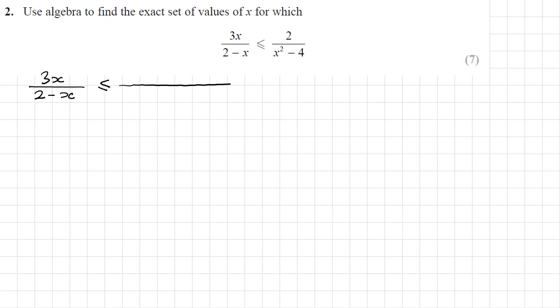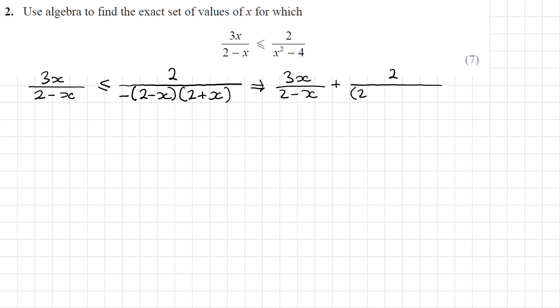So at the bottom I will have negative 2 minus x, 2 plus x. Without the negative it would be x plus 2, x minus 2, but I want to get this common factor on both sides. So it's over 2 like this. Then I'm going to add this whole expression over here to the other side. So I'll have 3x over 2 minus x plus 2 over 2 minus x, 2 plus x, and that's less than or equal to 0.